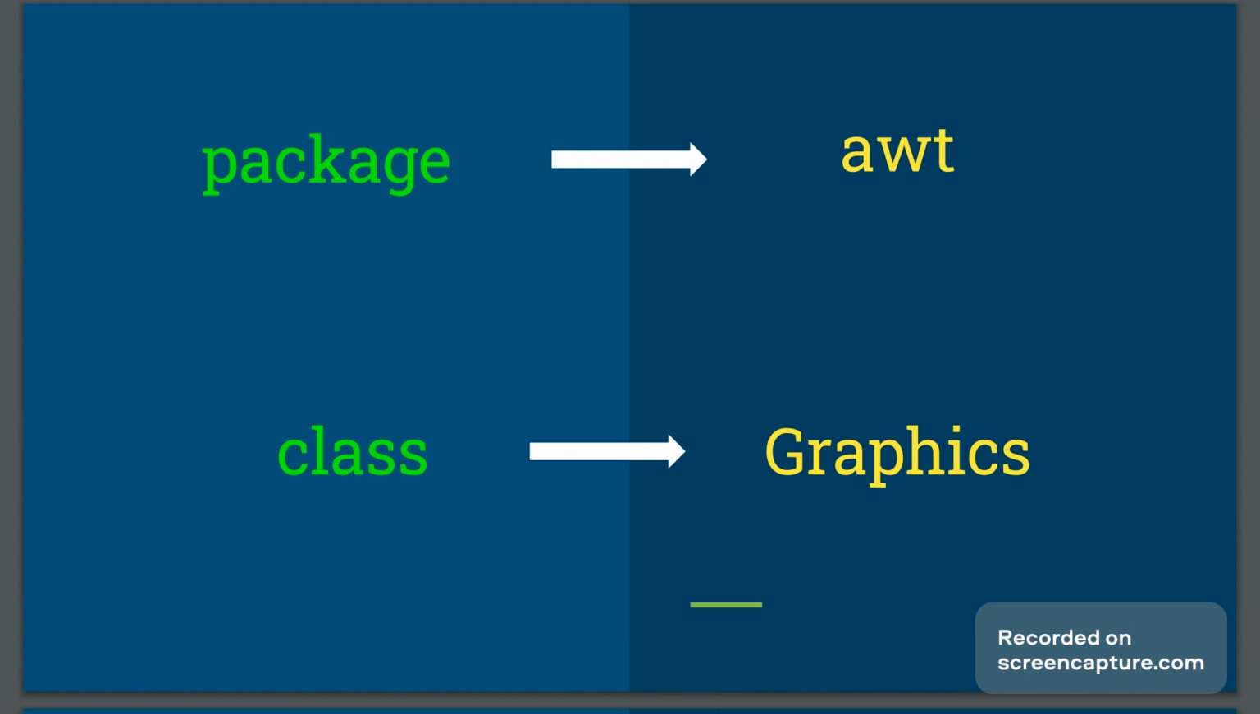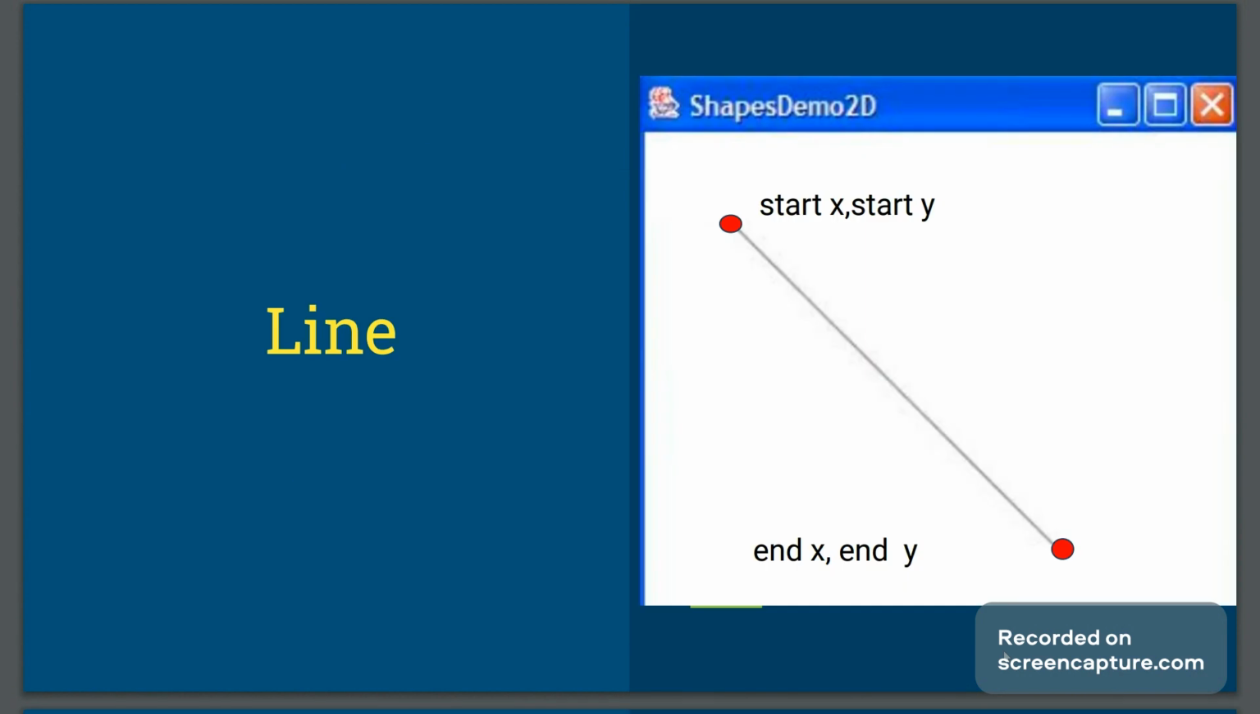We will start understanding where we will get this functionality. In the AWT, that is the Abstract Window Toolkit package, there is an important class, that is Graphics. This Graphics class has many predefined methods for drawing different shapes and for giving different colors to these shapes. So we will start with the first shape, that is the line.